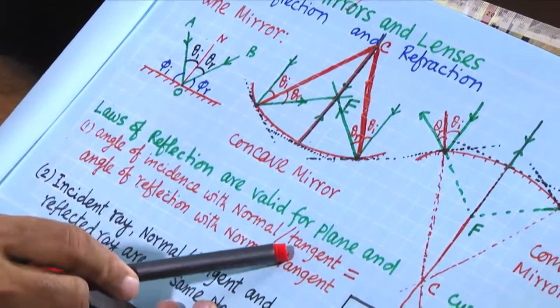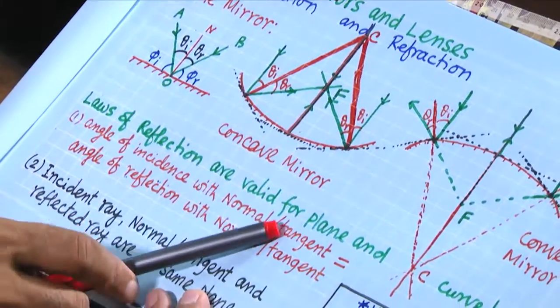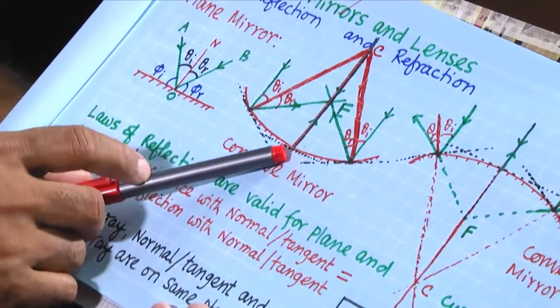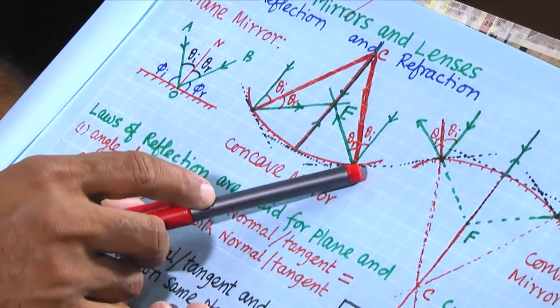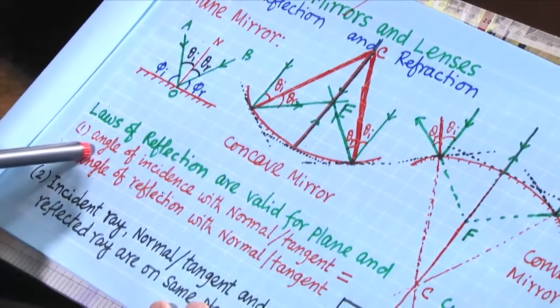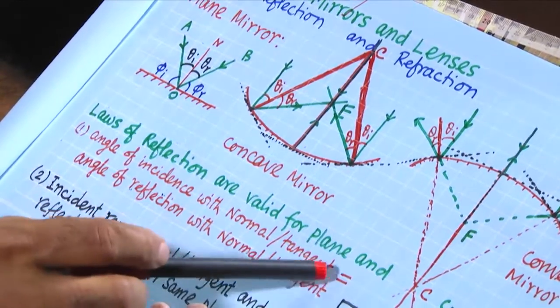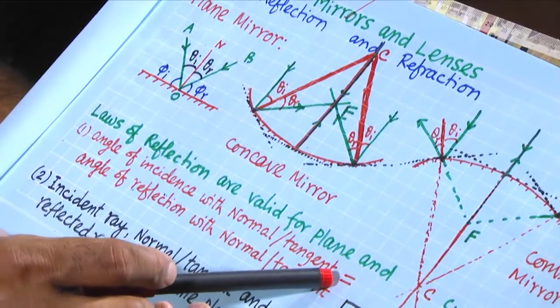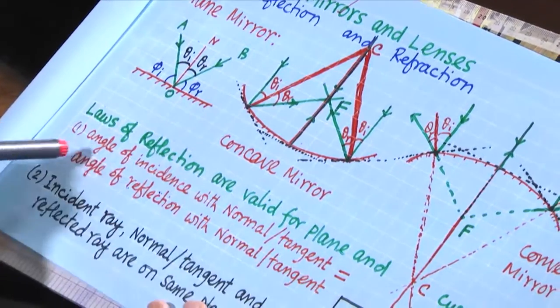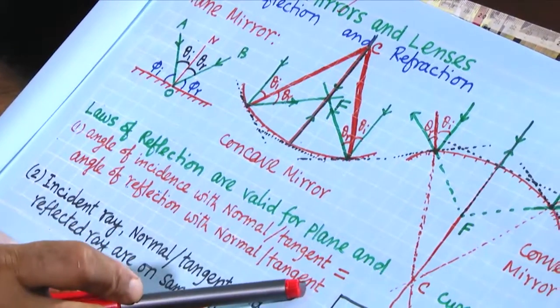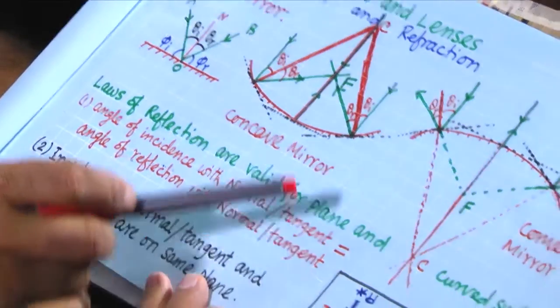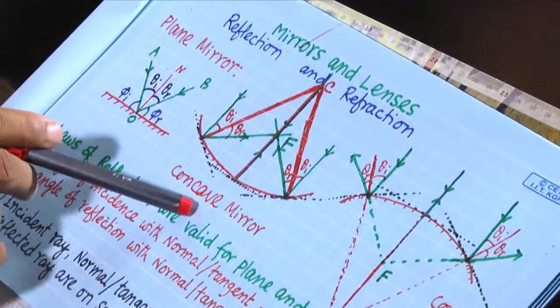So, the laws of reflection tell that the angle of incidence with the normal or tangent, okay, that word tangent I have used is valid for curved surfaces, is equal to the angle of reflection with the normal or tangent. Okay. So, let us see the concave mirror.